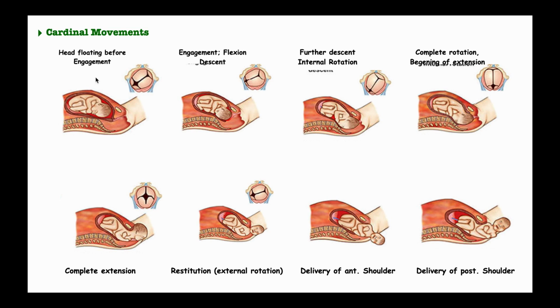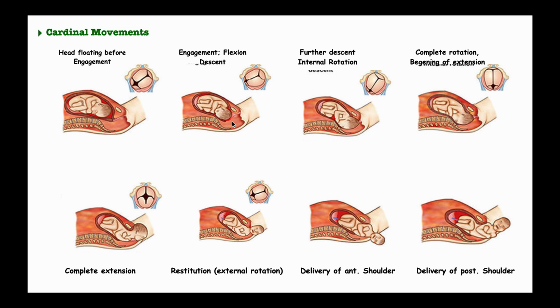This is the beginning, and so over here we see that the head is floating before engagement, as we can find over here. Now, during engagement, flexion and descent, what happens is that the widest diameter of the presenting part, which is the biparietal diameter, enters the maternal pelvis to a level below the plane of the pelvic inlet. And on pelvic examination, the presenting part is usually felt at the level of the maternal ischial spine, and so we say it is zero station, as we find over here.